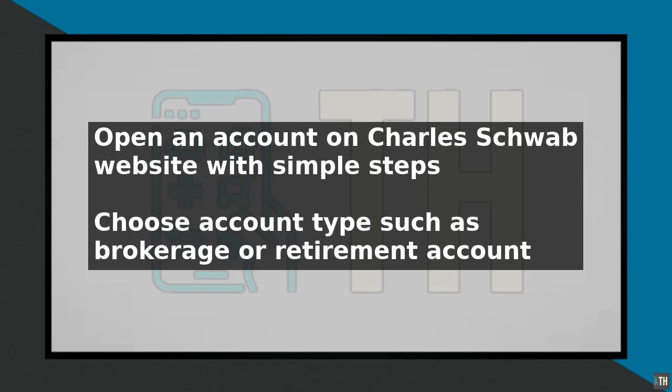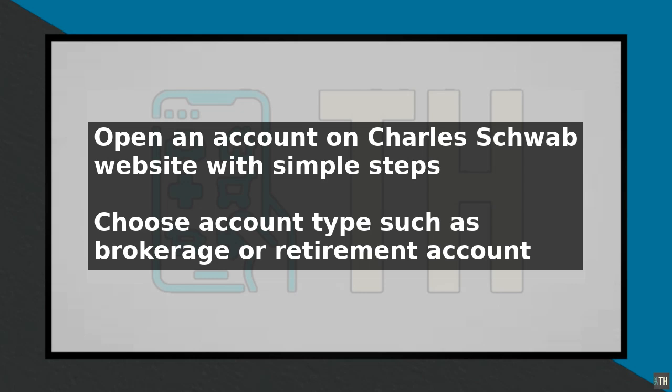Getting started with Charles Schwab is a straightforward process that can be completed in a few simple steps. To begin, go to the Charles Schwab website and click on the Open an Account button. From there, you will be asked to choose the type of account you want to open, such as a brokerage account, retirement account, or bank account.